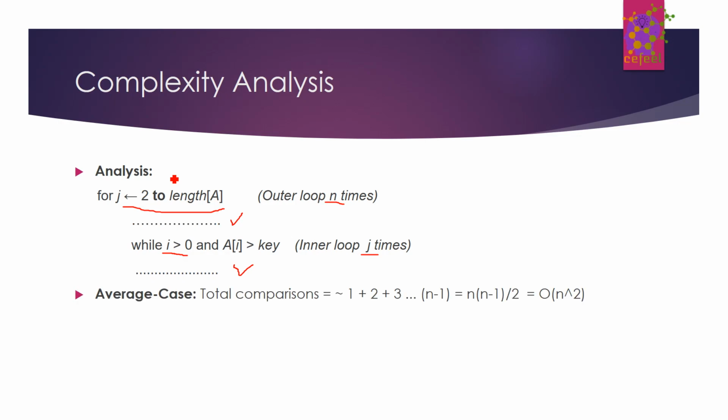So let's see what happens in average case. Average case of an algorithm means assume that we have items in mixed order, which means it's neither fully sorted nor fully unsorted, some sort of mixed items we have. So assuming that, let's calculate the total number of comparisons.